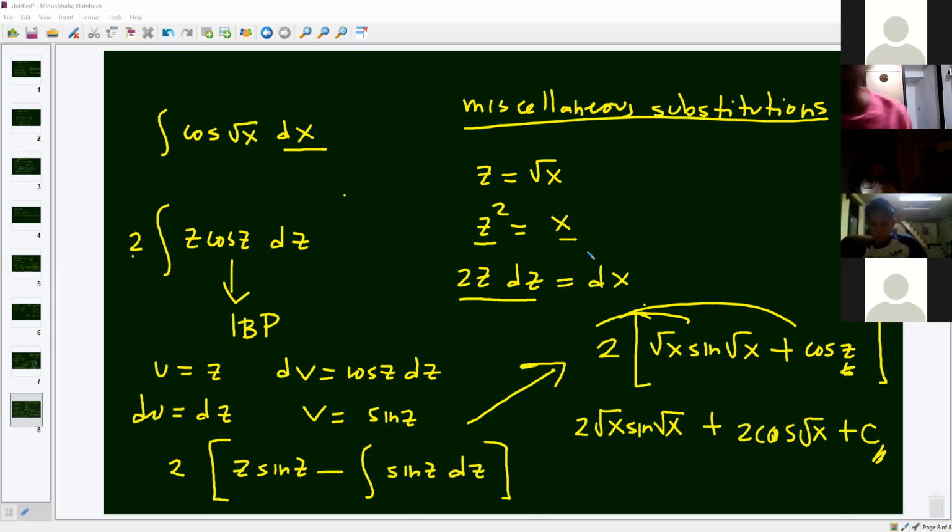Nakuha ba yung technique na to, guys? This is called miscellaneous substitutions. Basically, if you have radicals in your integral, pwede tayong mawala yung radical by letting z be that and then squaring. Okay, nasundan ba yan, guys? So yun ang plano ko.